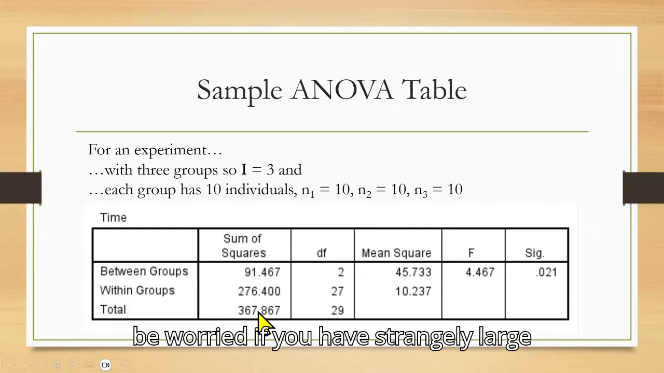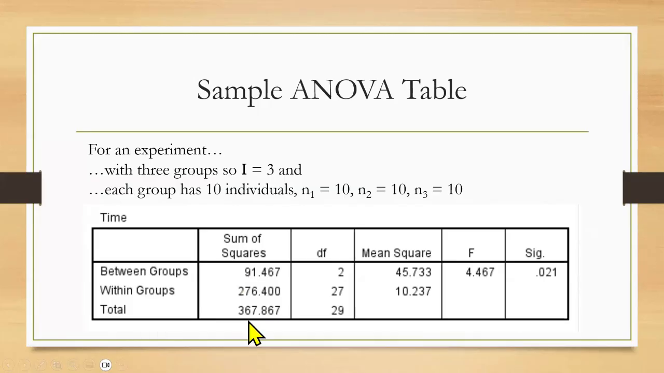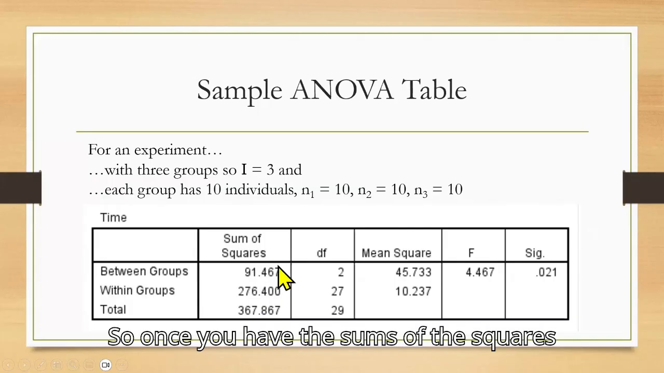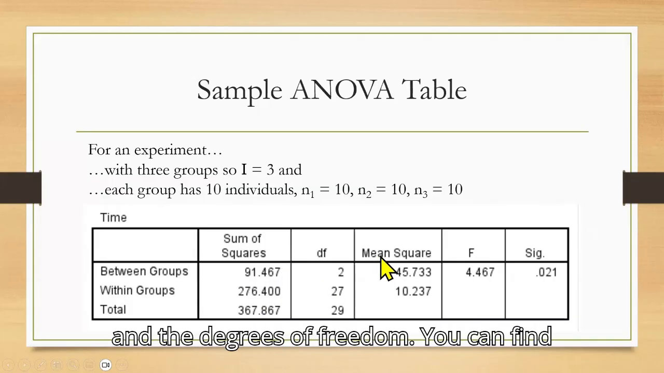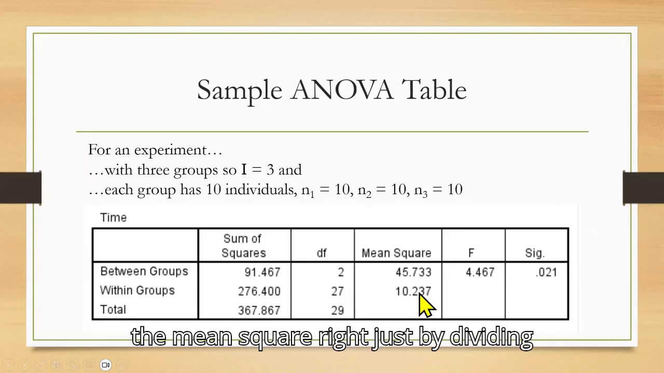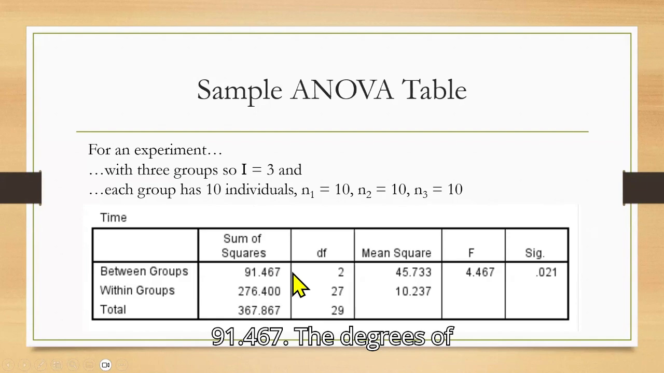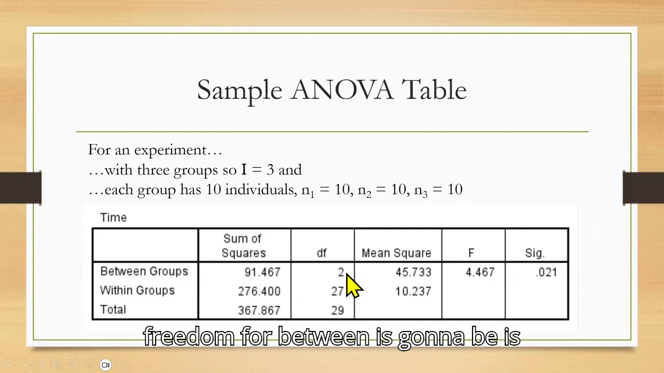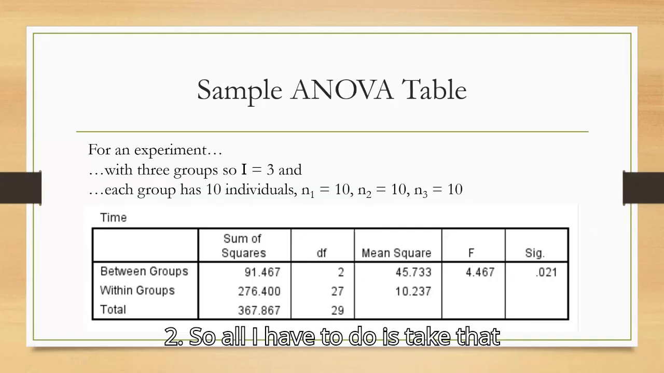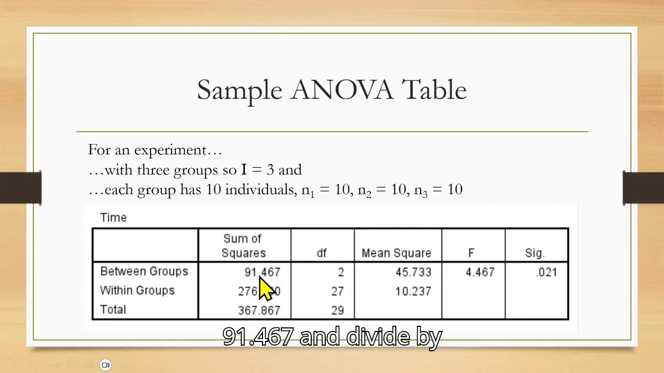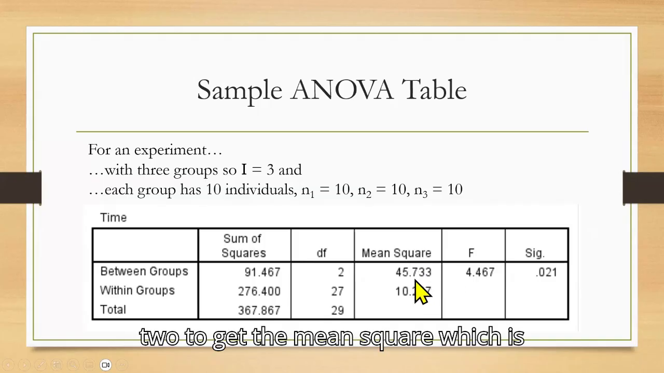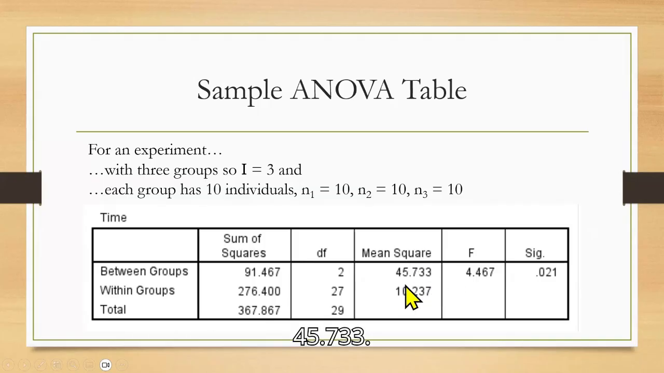So don't be worried if you have strangely large numbers that you're squaring. Once you have the sums of squares and the degrees of freedom, you can find the mean square just by dividing across the rows. We have 91.467, and the degrees of freedom for between is 2. So all I have to do is take that 91.467 and divide by 2 to get the mean square, which is 45.733.